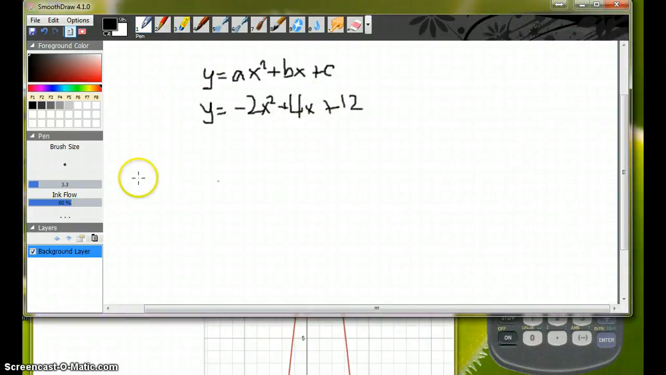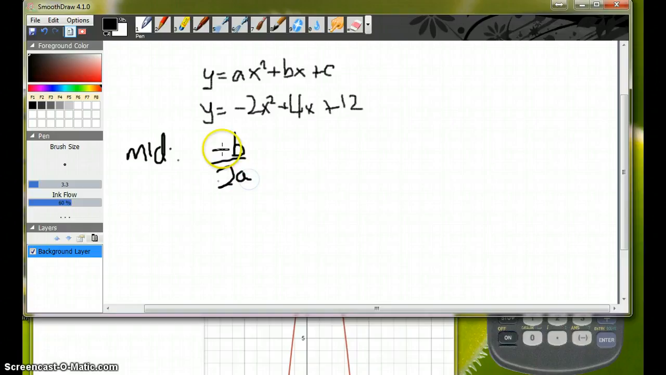All right, first step is find the middle. So the axis, the middle. The middle is the opposite of b divided by double of a. So the opposite of this is b. So then this is a. I thought I picked red. This is b, and then this is c.